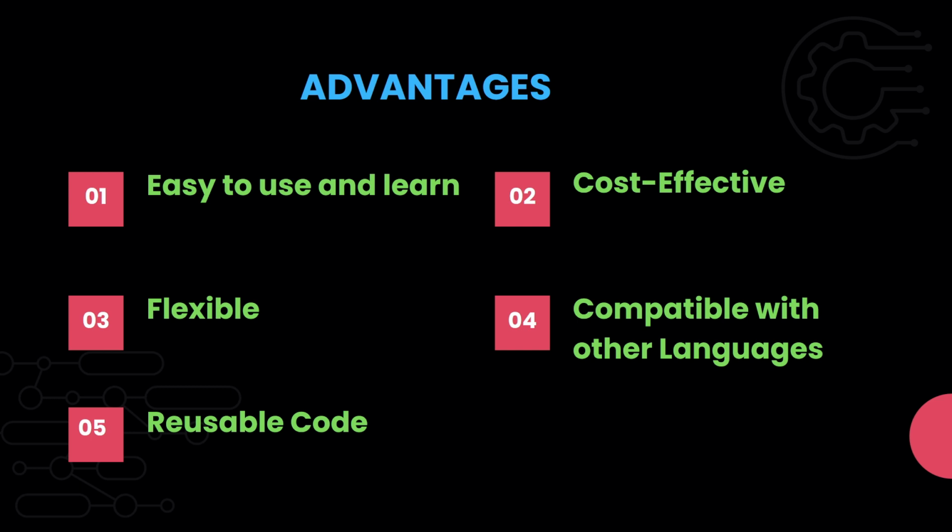This makes it a great choice for developers who need to quickly create scripts for different platforms or applications. Number 4, compatible with other languages. Basic scripting is usually compatible with other programming languages, which means that developers can easily create scripts that can be run on multiple platforms. Number 5, reusable code. Basic scripting is generally reusable, meaning that developers can use the same code in different scripts. This makes it easier to maintain and update scripts as needed.